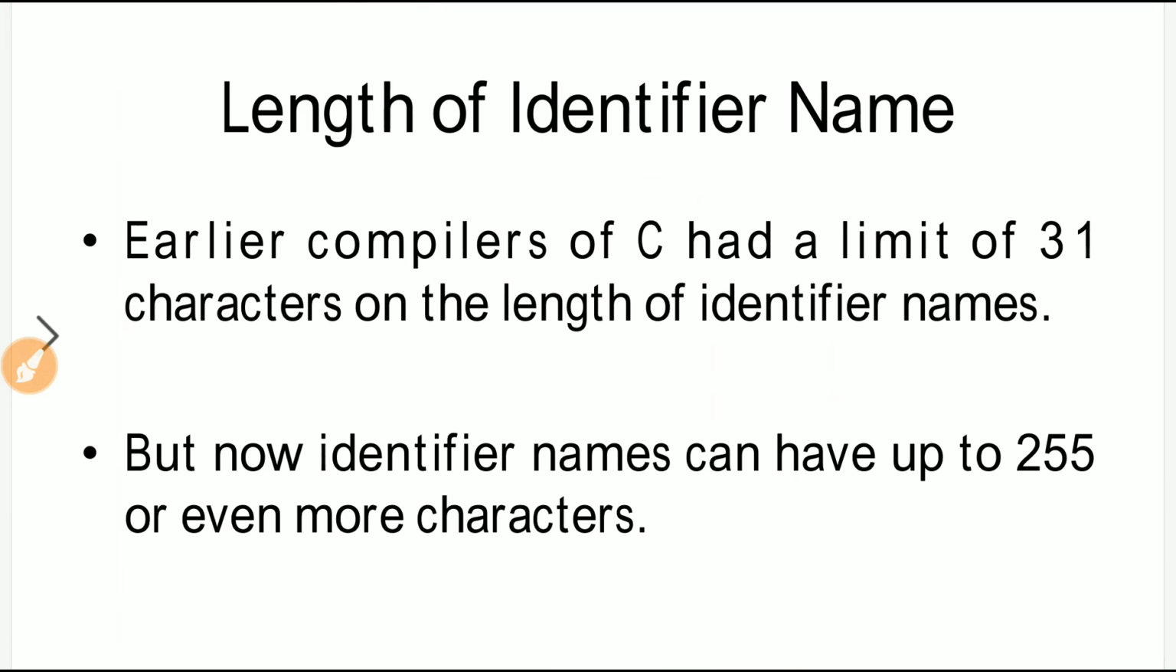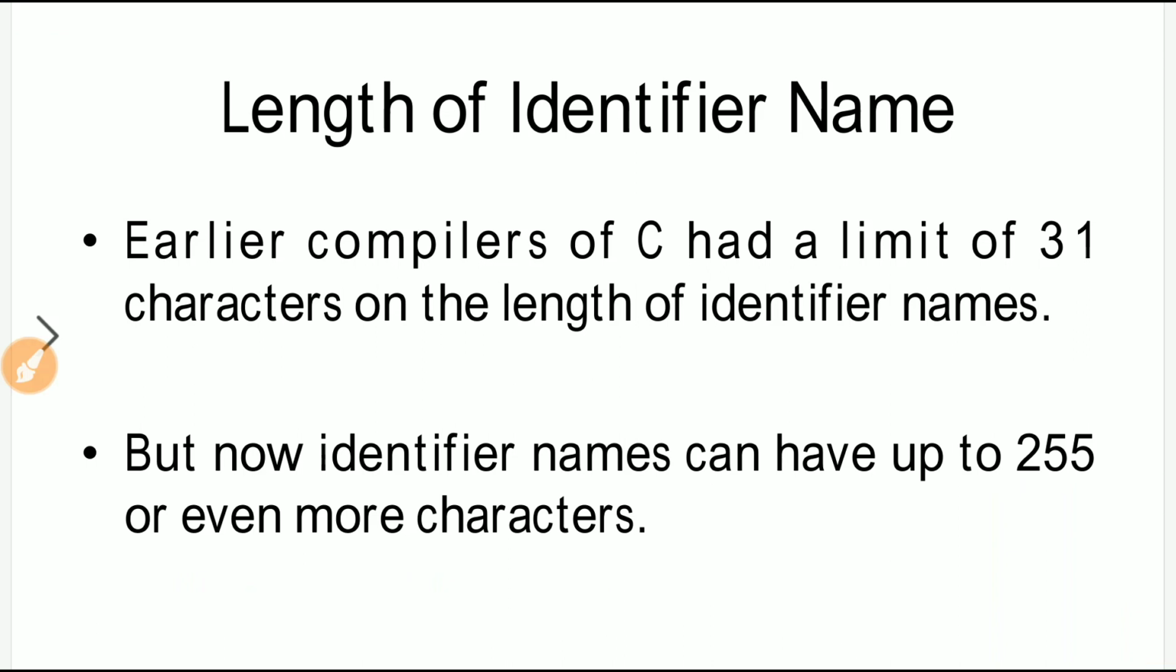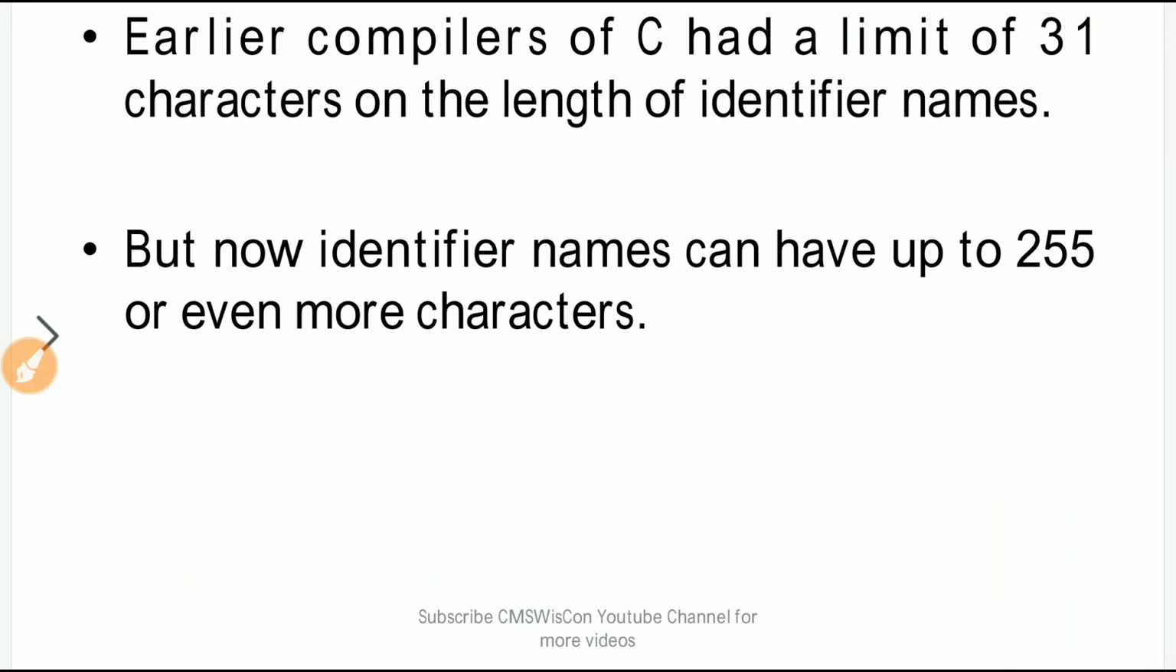And if you talk about the length of an identifier, earlier compilers of C had a limit of 31 characters on the length of identifier names, but now identifier names can have up to 255 or even more characters. So the length of the identifiers has considerably increased.